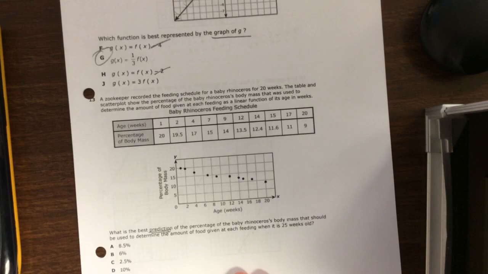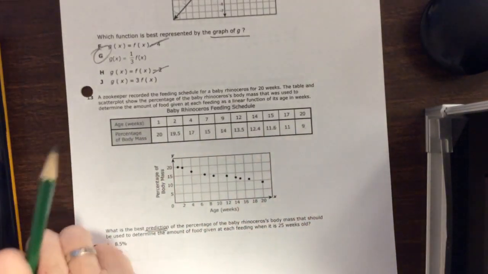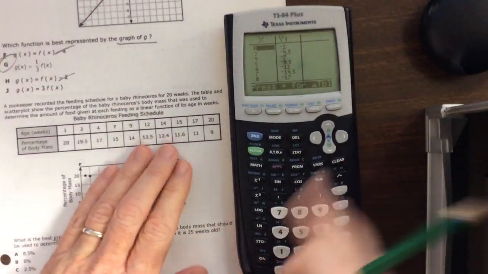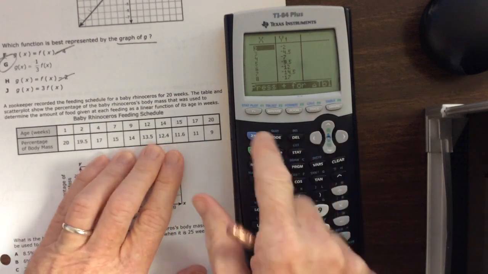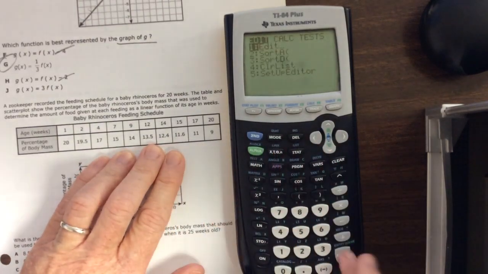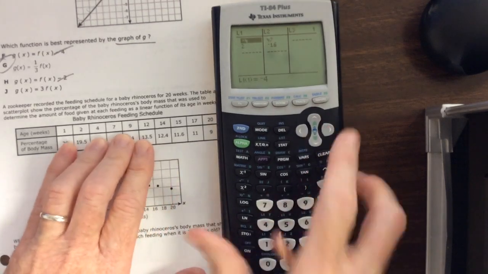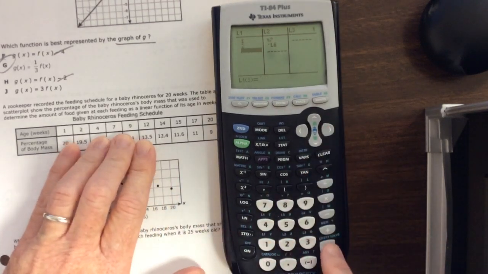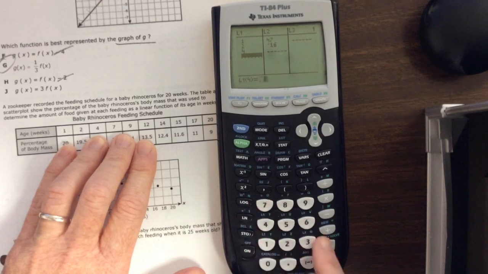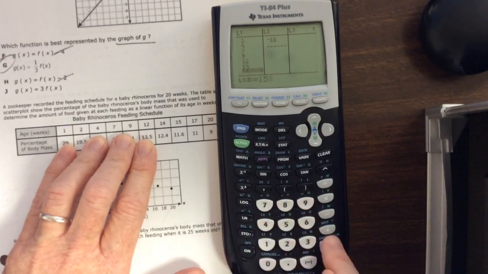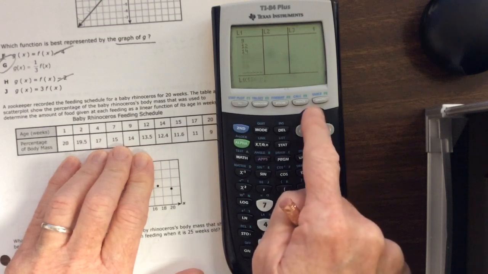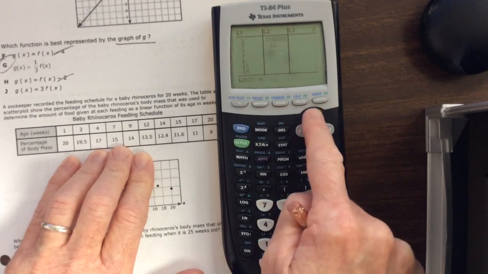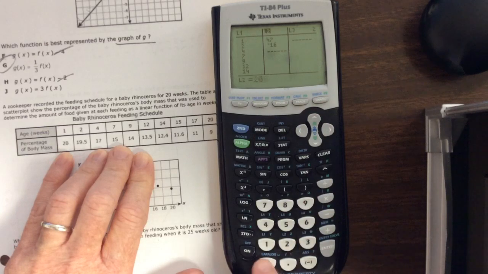So let's see if we can figure this out. Let's put this table in our calculator and just see what happens. It's kind of a long one, but that's all right. So we're going to hit stat, we're going to hit enter, and then we're going to put in these numbers. We got a 1, a 2, a 4, a 7, a 9, a 12, 14, a 15, a 17, and a 20. Okay. Tab over, and we have 20.